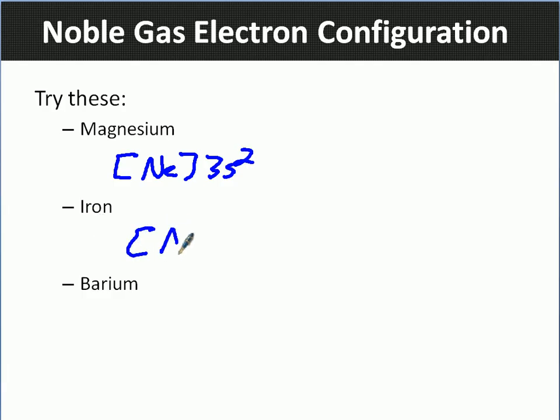For iron, the most recent noble gas before Fe is going to be argon. So you just put argon in brackets, and then you begin from the notation there, which is going to be 4s2, and then we have to check for iron, which is going to be 3d6.